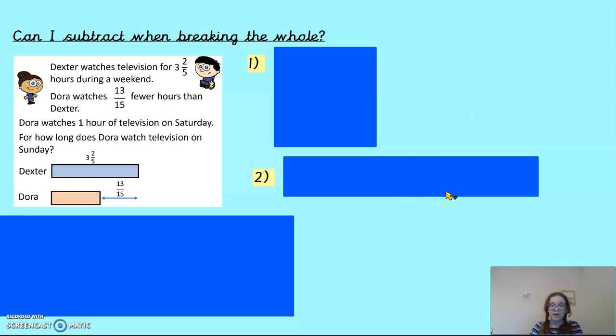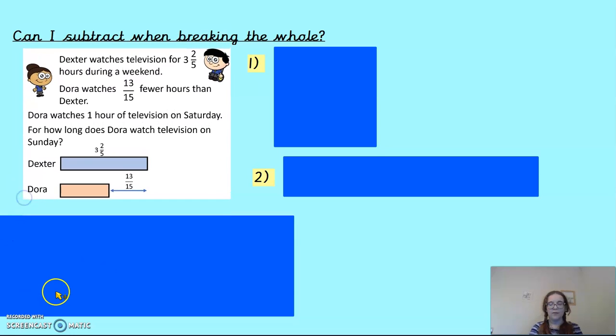Okay, here is a word problem that we are going to do together, which is going to involve breaking the whole. I've split it into 3 parts. You can't see my third part, it's hiding. Anyway, this is the third part. So let's read the question first, thinking about what the important information is. Dexter watches television for 3 2/5 of an hour during a weekend. Dora watches 13/15 fewer hours than Dexter. Dora watches 1 hour of television on a Saturday. For how long does Dora watch television on a Sunday?